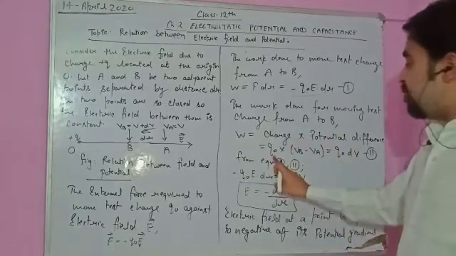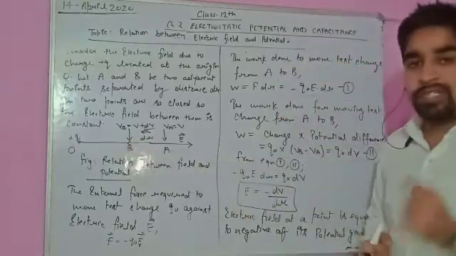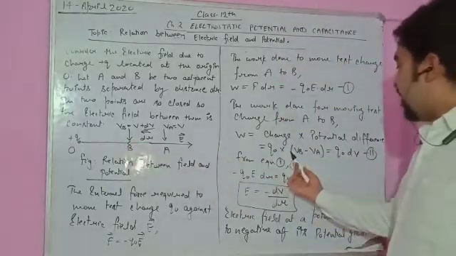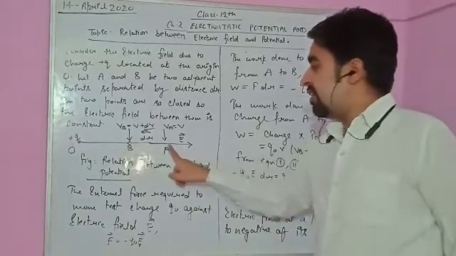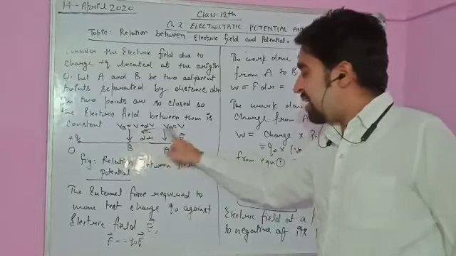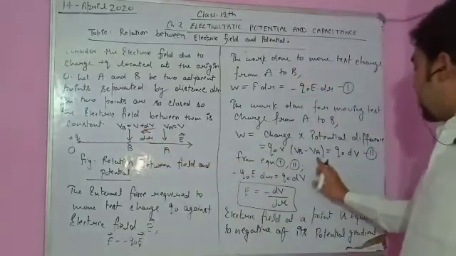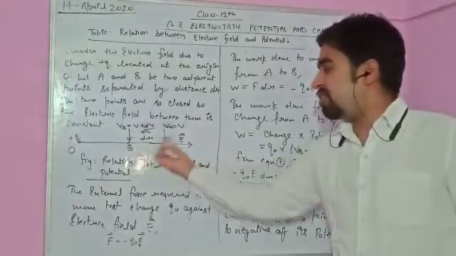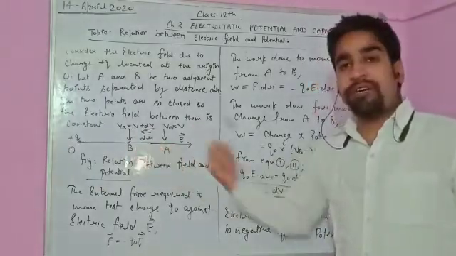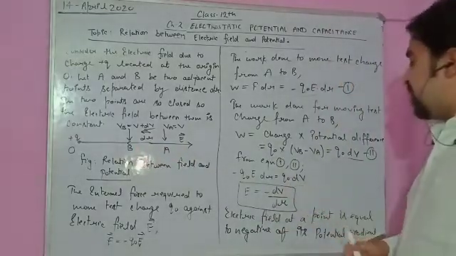Now substitute the values. What is the charge? We are going to move Q naught from point A to B, so Q naught into the potential difference. What is the potential difference we have considered? That is VB minus VA. So that is V plus dV minus V. So what will we get? When you subtract, you get a potential difference of dV only. So that will be Q naught into dV.